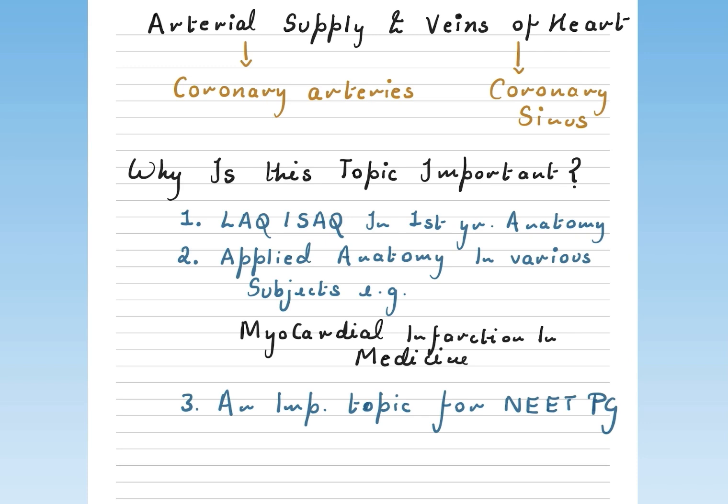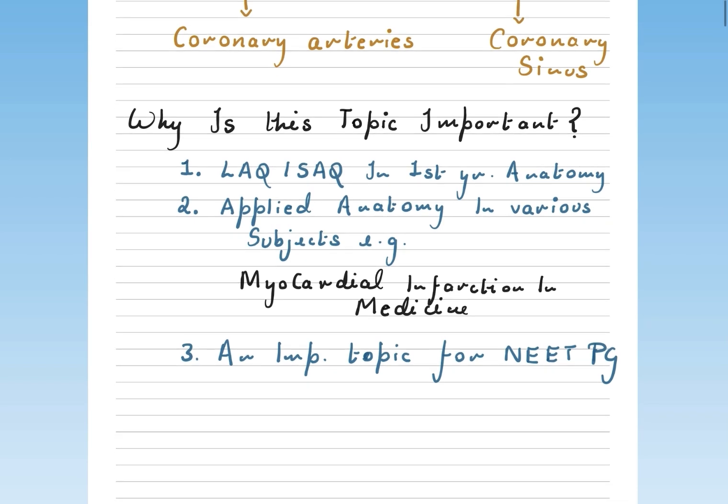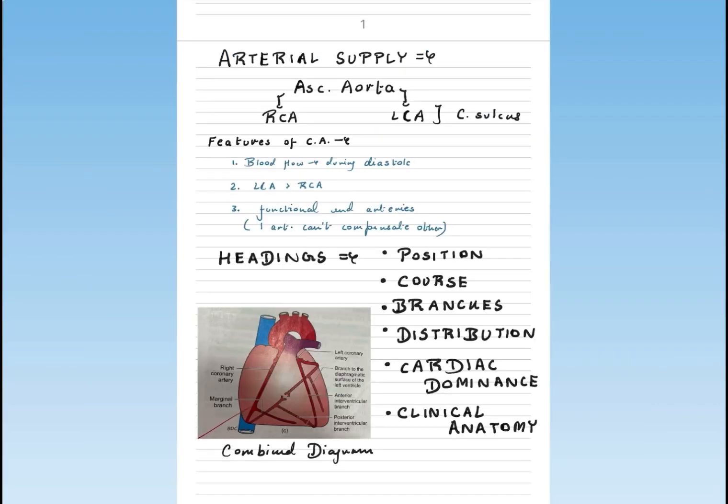Before studying any topic, we must know why this topic is important for us. So first of all, in first year anatomy professionals, there can be a long answer question or a short answer question. The most important topic for that will be the coronary arteries or the arterial supply of the heart. Then it is an applied anatomy topic in various subjects. Example in medicine, when we'll be studying about the myocardial infarction, there are different types of myocardial infarction based upon the vessel which gets blocked. And then it is an important topic for NEET PG examination as well.